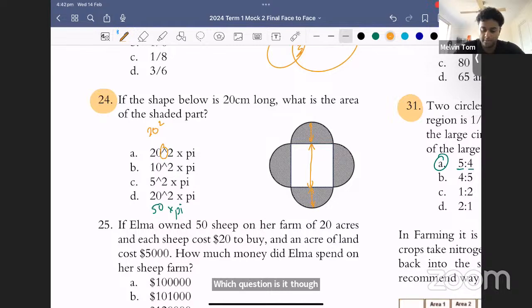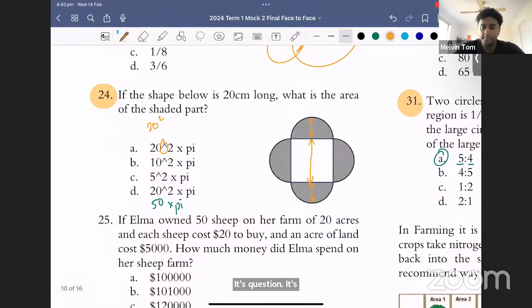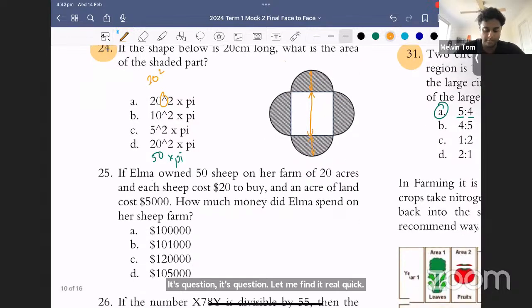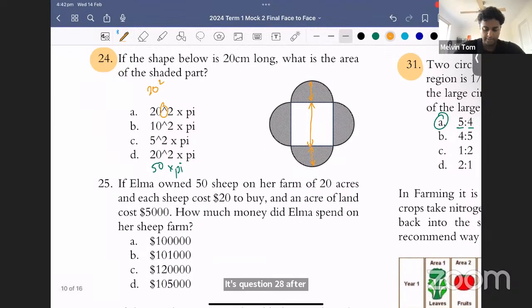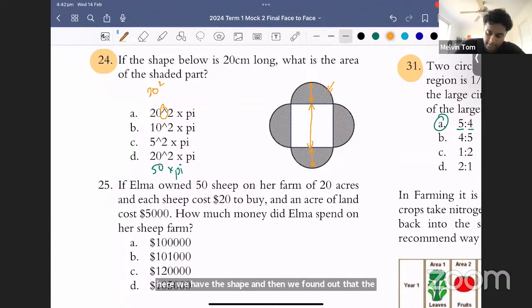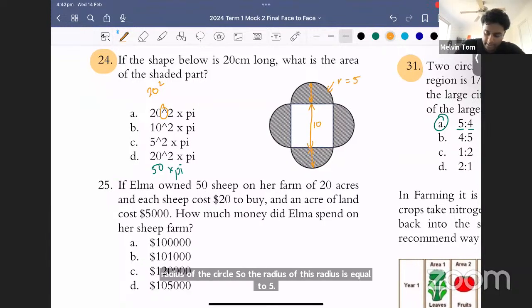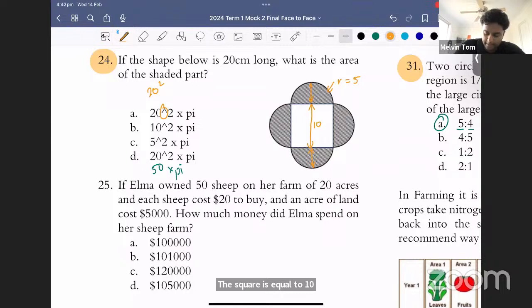It's question 28, abstract reasoning. Okay, all right, so let's do this question first. Here we have the shape, and we found out that the radius of this circle is equal to 5. The square is equal to 10 here. And the radius of this circle is the exact same, right? 5.